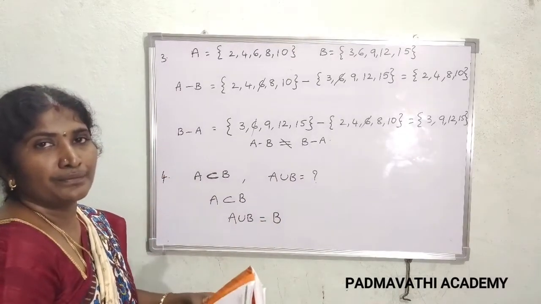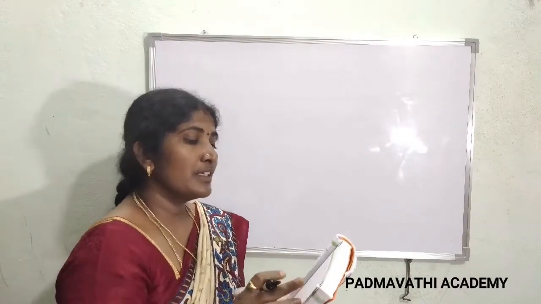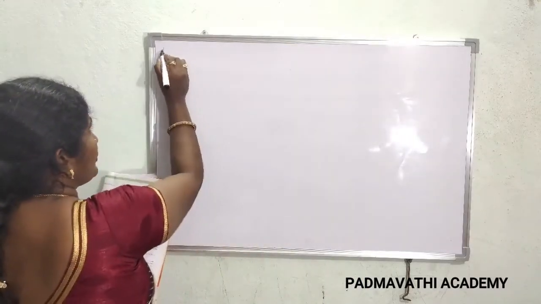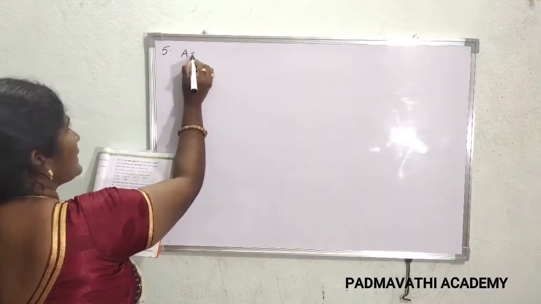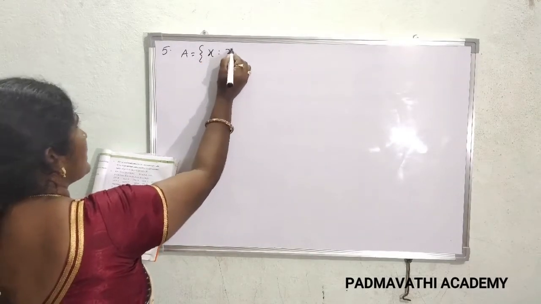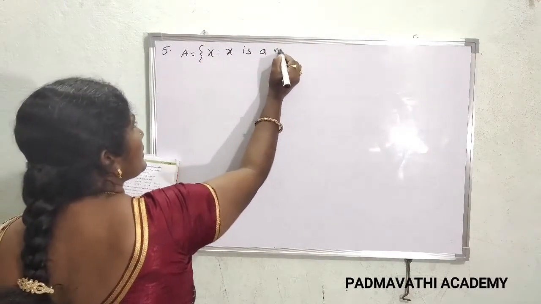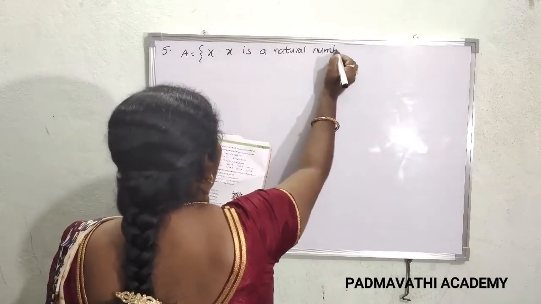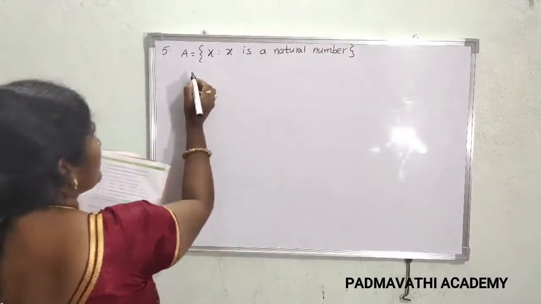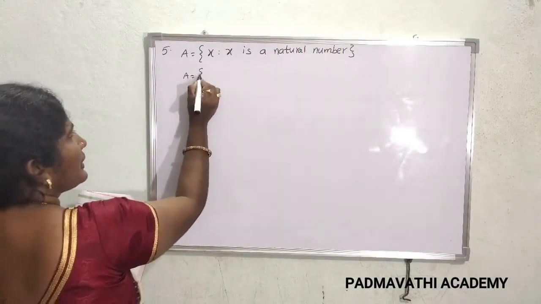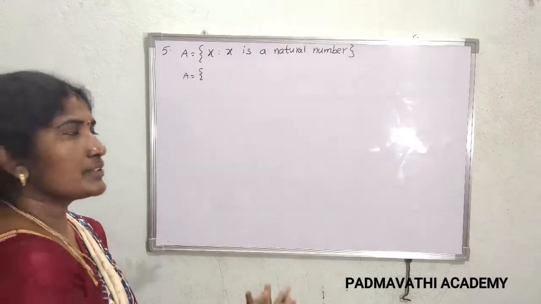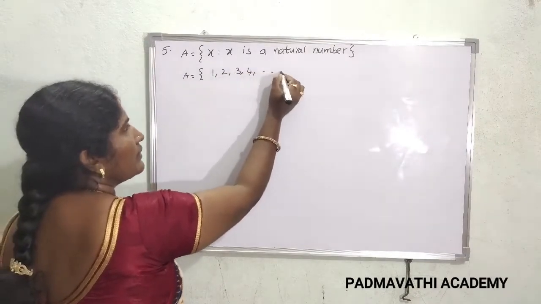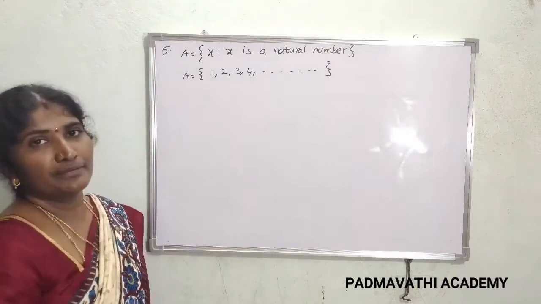B. In fifth question, they gave set builder form. We want to write them into roster form. Then we want to find out the intersections. In fifth question, first they gave set A is equal to X such that X is a natural number. Natural numbers means will start from 1 onwards. But here they did not give what is the final element.